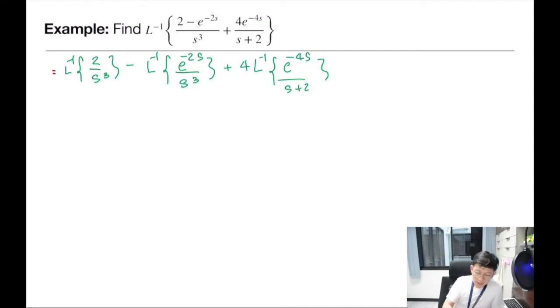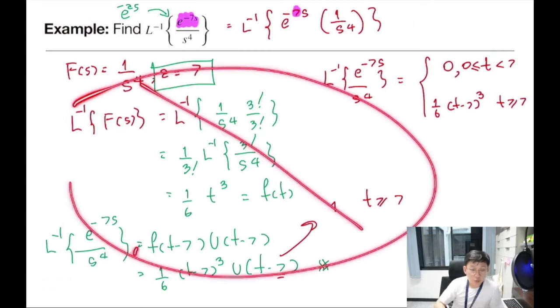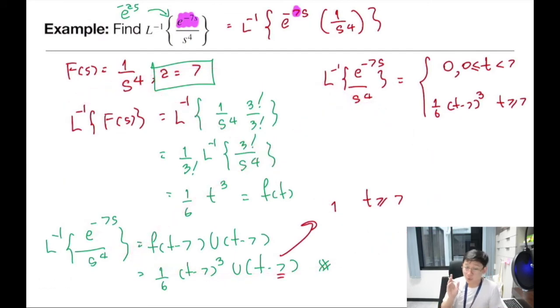And this guy is quite simple. 2 is the same as 2 factorial, right? So this guy is actually t squared. Very simple, right? This guy, see, is e to the minus 2s. Okay, I'm not gonna do it slowly like this, it's too slow. I'm gonna do it quite quicker.